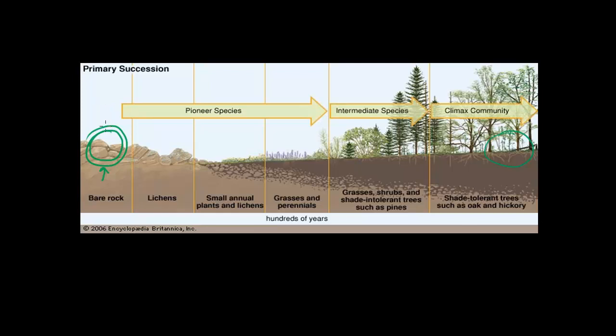And these organisms that are the first ones to go into an environment that is not very suitable for living are known as pioneer species. So these pioneer species are the first ones to go and live in a specific land. An example of a pioneer species are the lichens. Now, lichens can live on rocks.